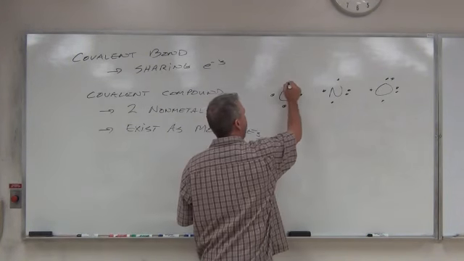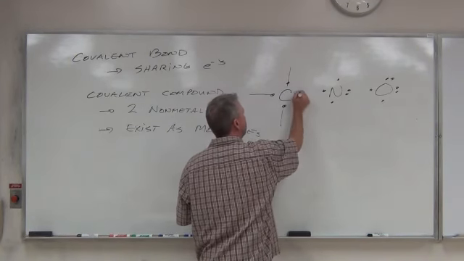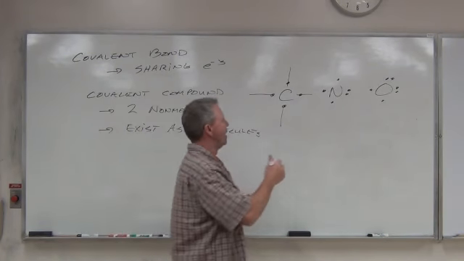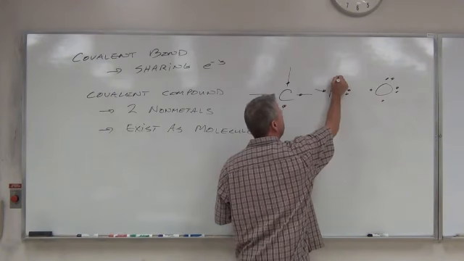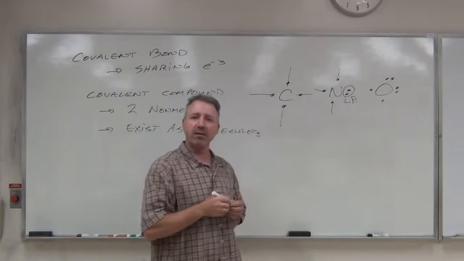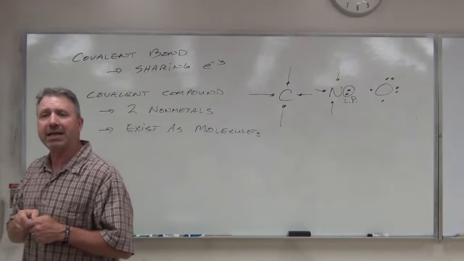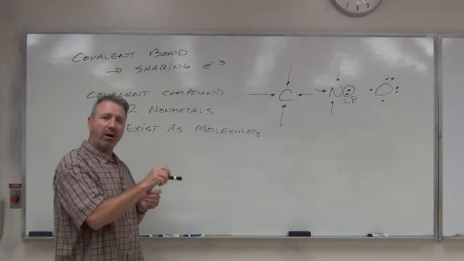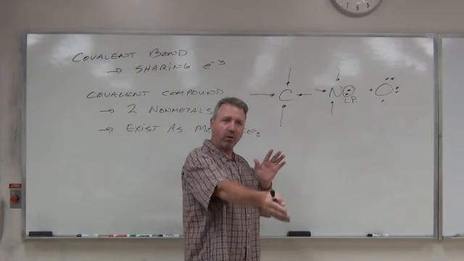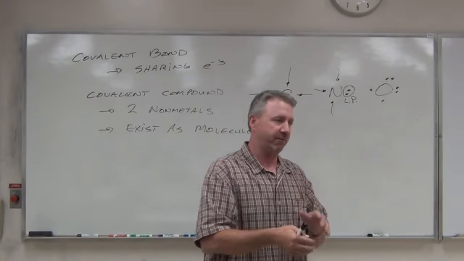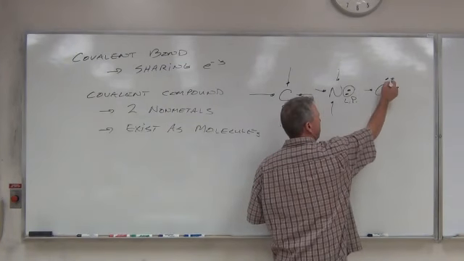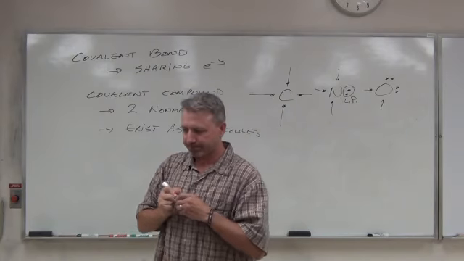So carbon has 4 electrons, 4 bonds. Nitrogen has 3 bonds and 1 lone pair. We call these lone pair electrons. They're not antibonding. They don't take part in bonding. They don't really affect it. They certainly don't work against it in an antibonding fashion. And then, of course, oxygen has 2 bonds and 2 lone pairs.